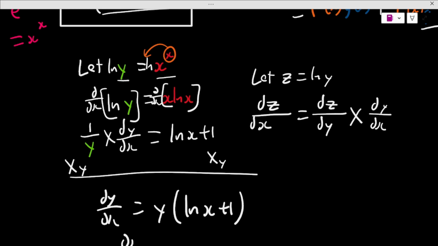So therefore, dy/dx is equal to x to the x times ln x plus 1, which is what we wanted to find in the first place. This corresponds with the solution above, and so yeah, this is pretty much correct.